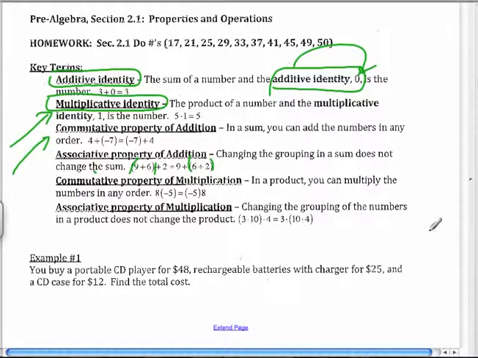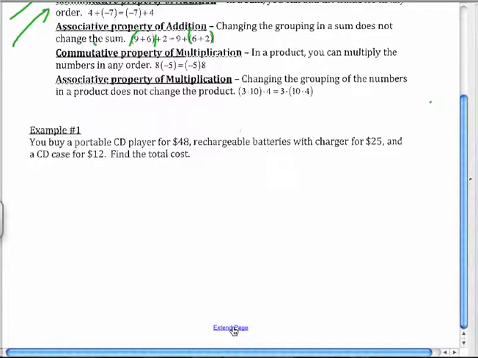Now let's look down here at example number 1. And it says, you buy a portable CD player. I don't know why you would do that, but maybe back when they wrote this book, people actually had portable CD players, back before iPods and that kind of stuff. But you buy a portable CD player for $48 and rechargeable batteries. What a concept. For $25. And a CD case to carry all those flashy CDs in. Pretty nifty. For $12. Find the total cost.